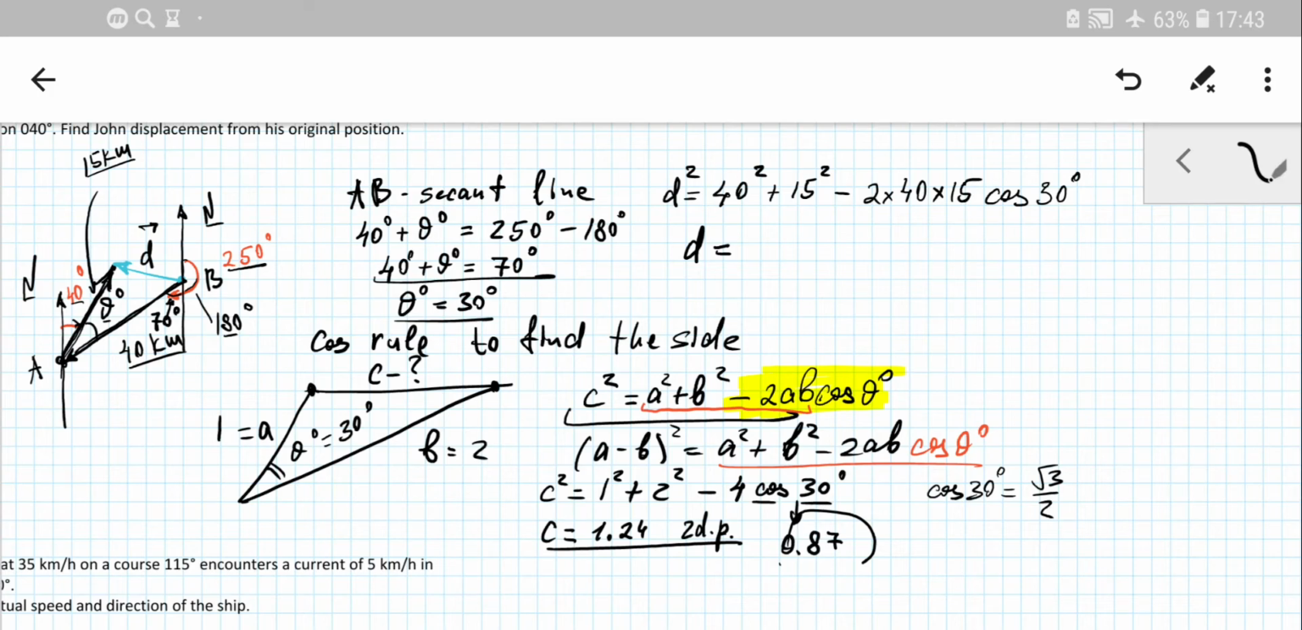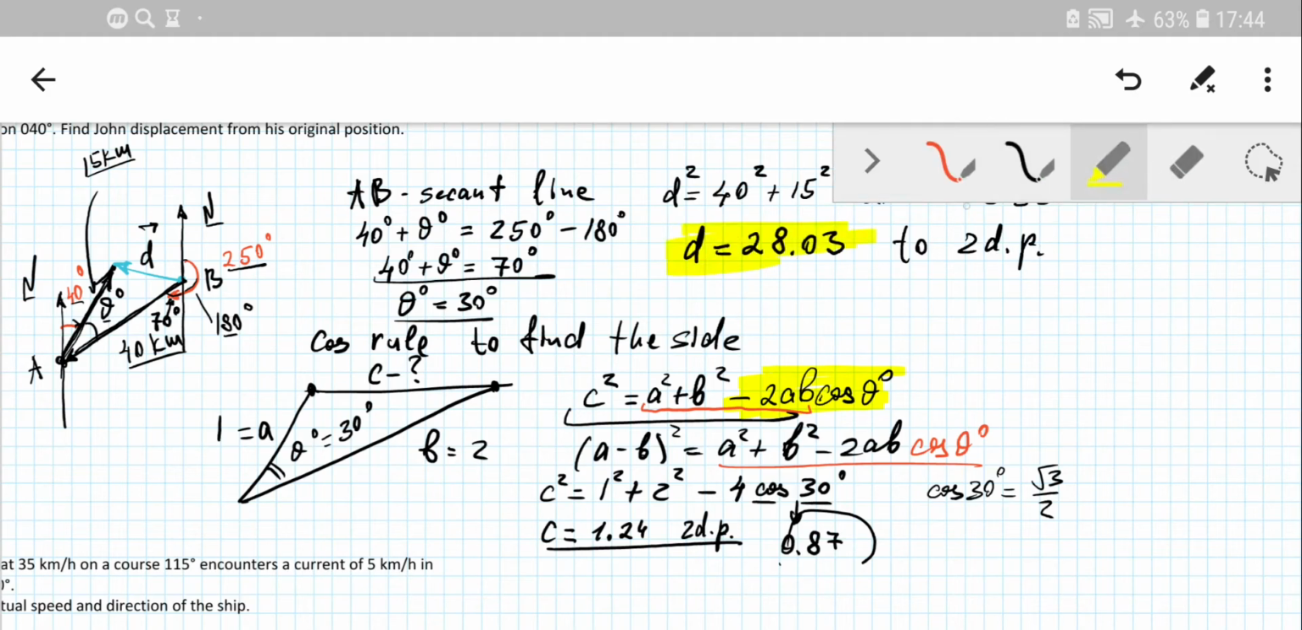So we've got square root of 40 squared, I just used the one line calculation, plus 15 squared and minus 2 times 15, which is 30, so 30 times 40 and times cos 30 degrees. Okay, so this way I've got the displacement to be 28.03 to 2 decimal places. So that's the value I've got.